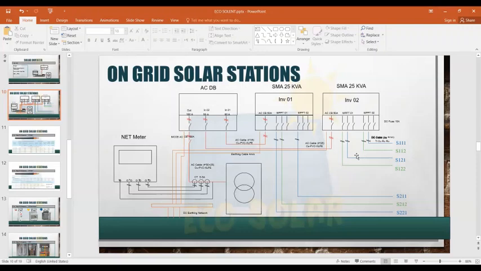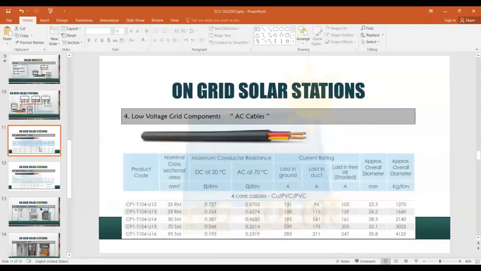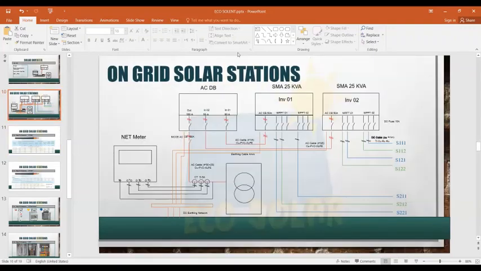How can we get the cable size for each DC input and AC output of the inverter? This catalog. Before I get to the cable catalog, does anyone have any question in this part? Single line diagram for grid connected solar station? Any explanation required?